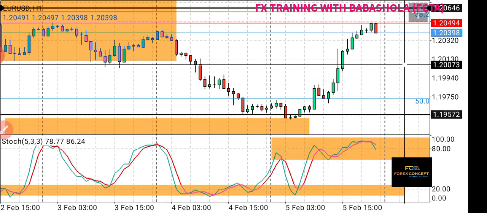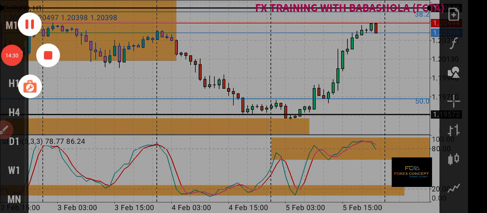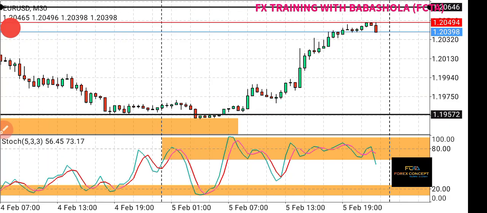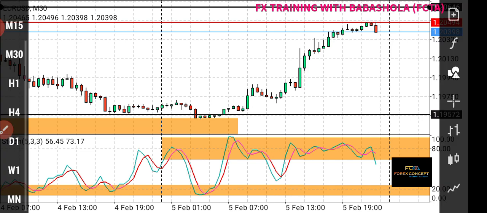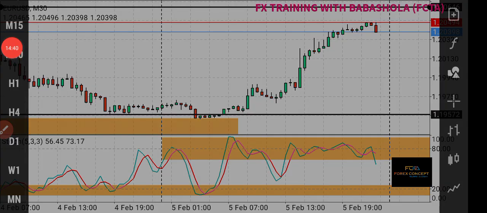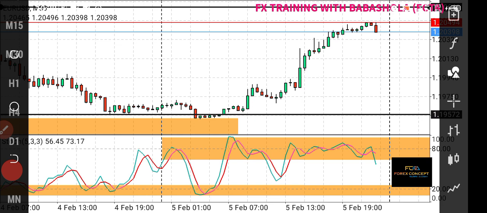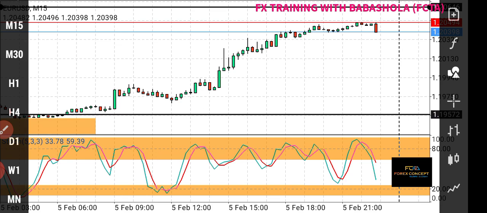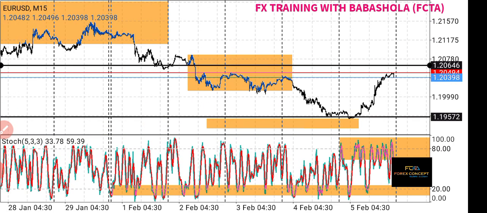Looking at the M30 time frame, you can see that price too is at the overbought, heading down. And at the M15 too, price is at overbought, heading to the oversold zone. So this is a sell trade. It's a short-term sell trade.